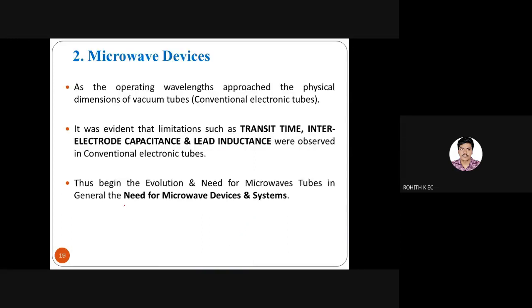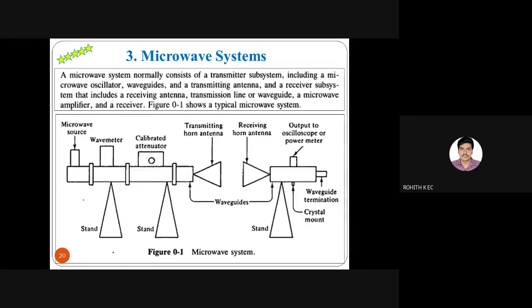Okay. And as we have discussed extensively in the last few classes, the three biggest limitations of the conventional electronic tubes are the inter-electrode capacitance, lead inductance, and transit time. Because of this, we cannot operate at high frequency, and thus we go for microwave frequencies, microwave tubes rather, right? And one system that uses a microwave tube is referred to as a microwave transmission system.